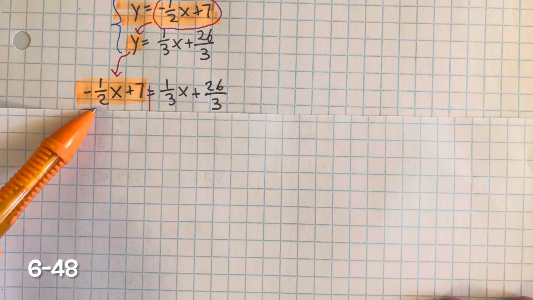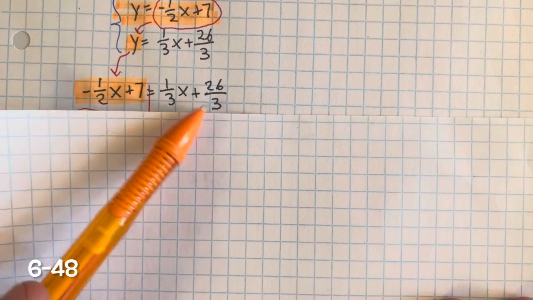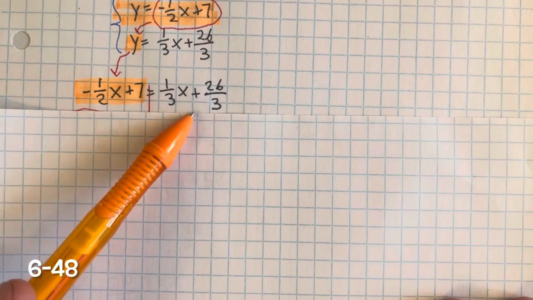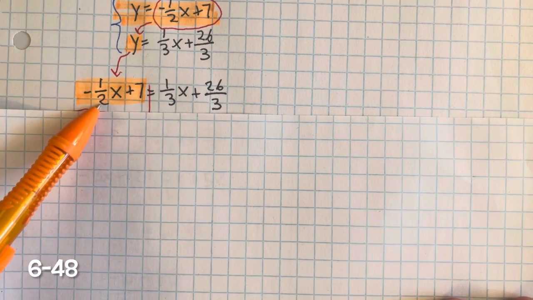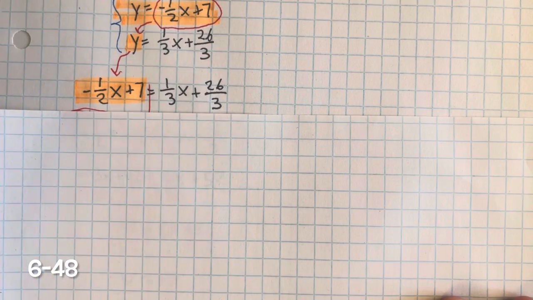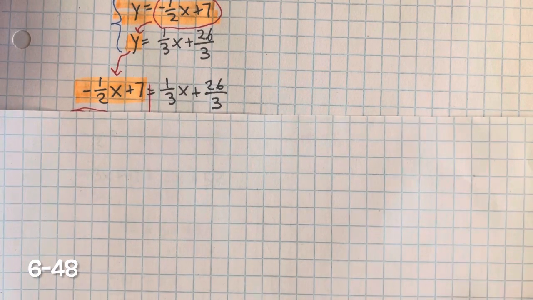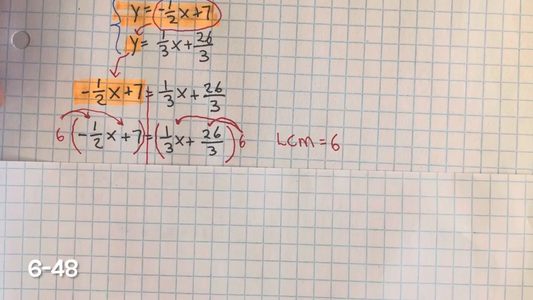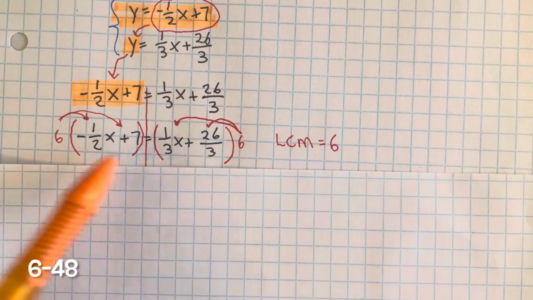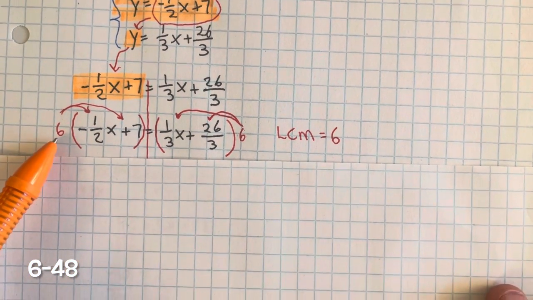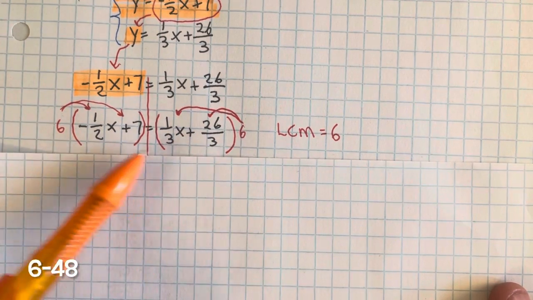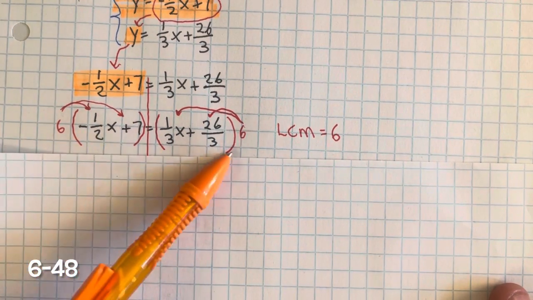Now what I need to do is use the fraction buster to eliminate the denominators. And we do that by multiplying each side by the least common multiple of 2 and 3. And remember, multiples of 2 are 2, 4, 6, 8. Multiples of 3 are 3, 6, 9. So the least common multiple of 2 and 3 is 6. So I'm going to multiply the left side of the equation by 6 and the right side of the equation. Remember, you have to do each term on both sides.